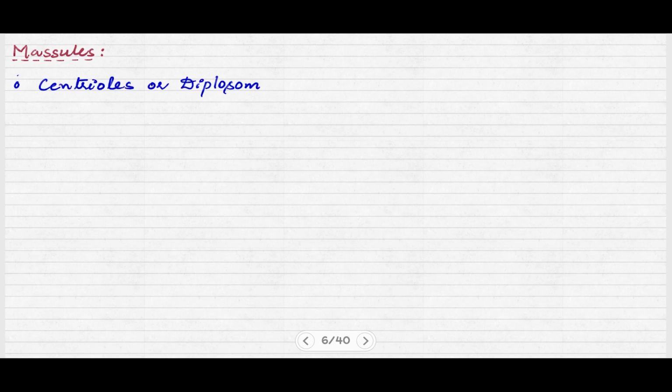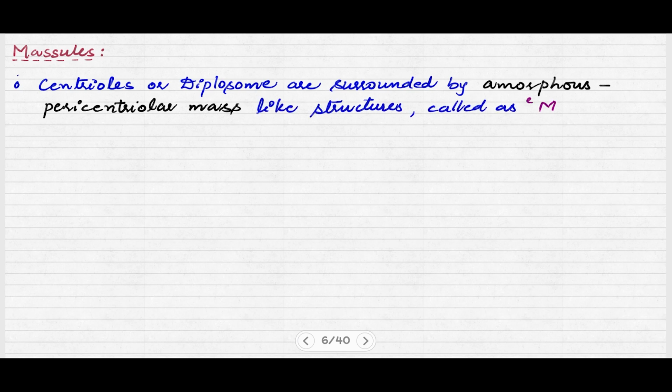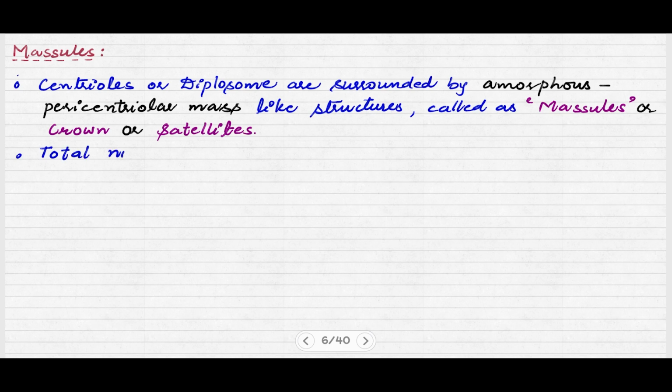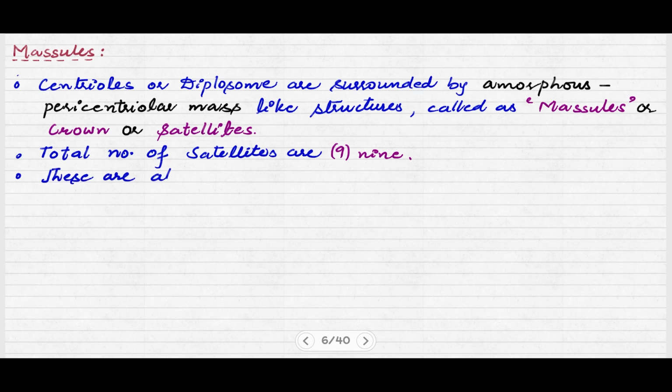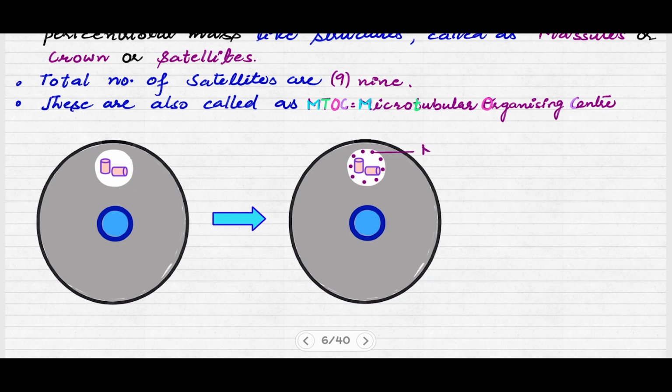Maceules are amorphous pericentriolic mass-like substances around the diplosome or centrosome. These are also known as maceules or crown or satellites. The total number of satellites around the maceules is 9. These are also called as MTOC, where M stands for micro, T stands for tubular, O stands for organizing, C stands for center. And these 9 satellites are visible in the following animation with the help of the diagram.